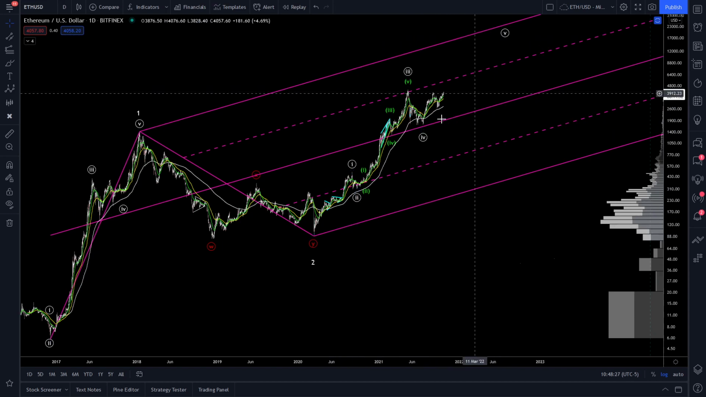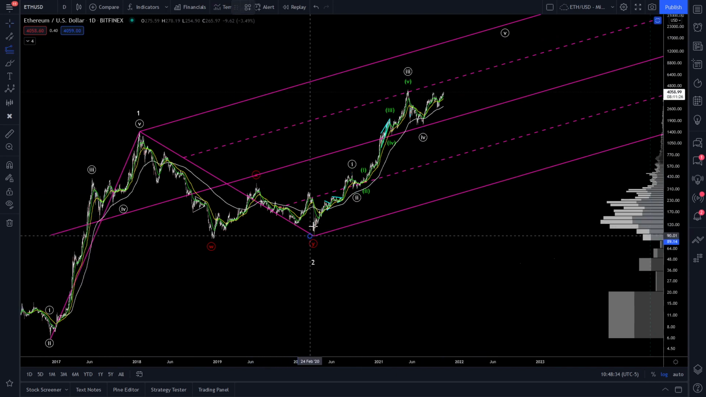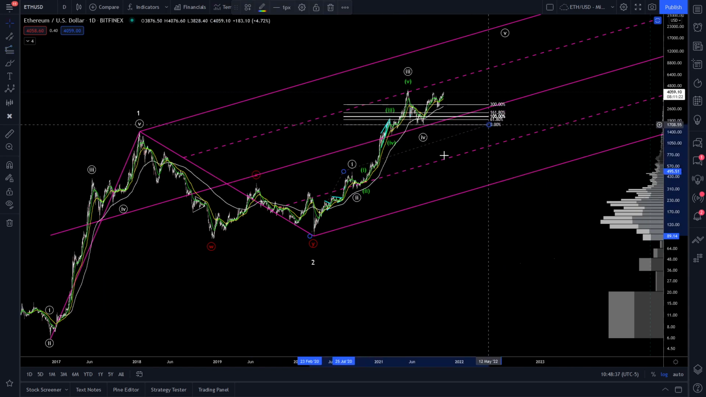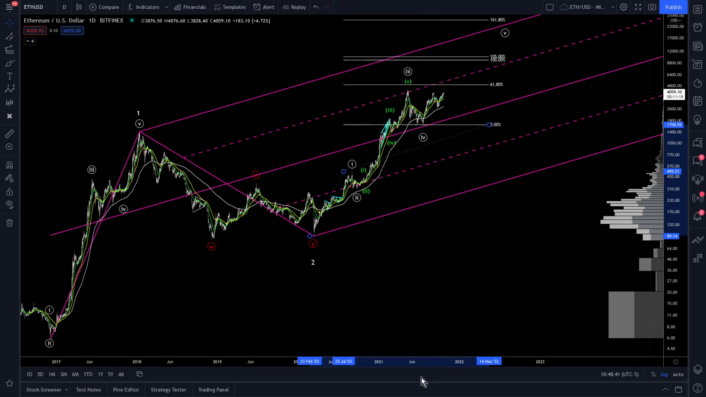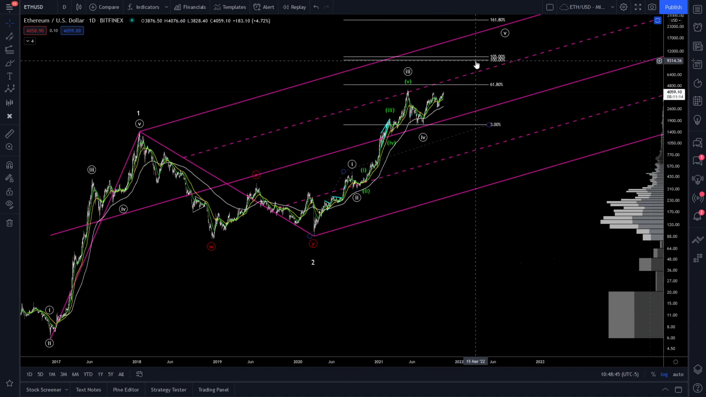So now how high are we going to go? Well, traditionally what you would want to do is measure the length of your first wave, and then project it out from your fourth wave. So there's your 100%, which gives us around a $9,400 price target for Ethereum.